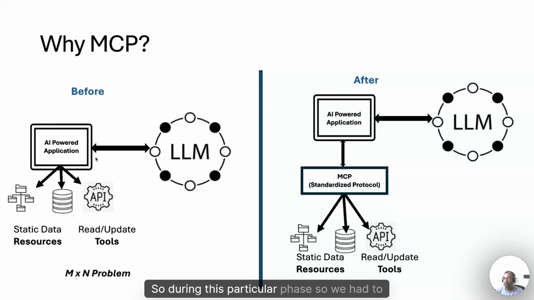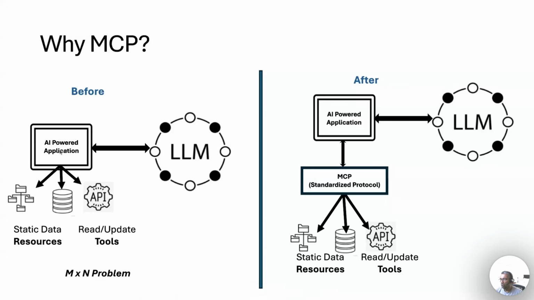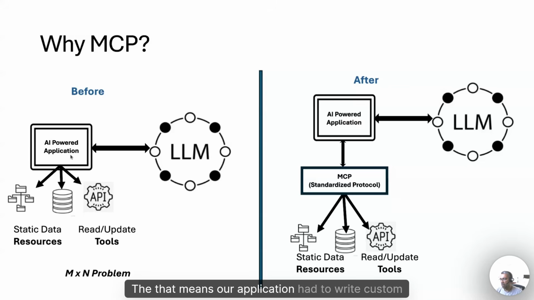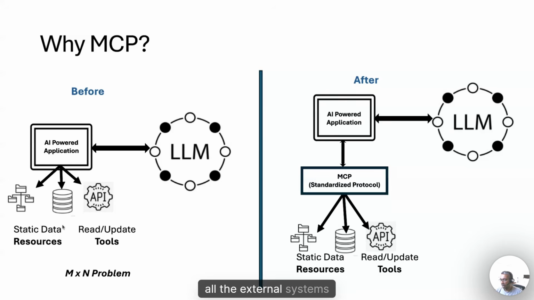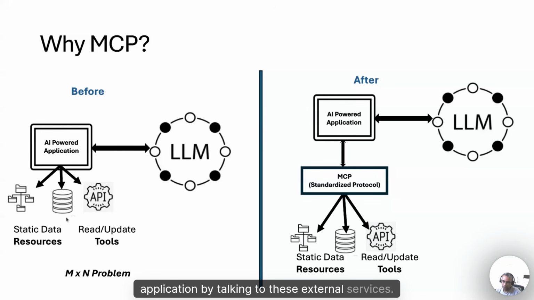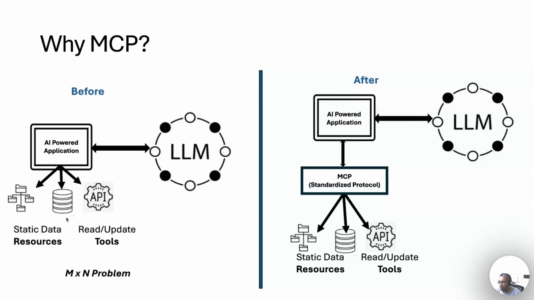During this phase, we had to write custom connectors. That means our application had to write custom connectors to connect to all the external systems to get the required information that needs to be passed to the LLM, or the information required by the LLM could be fetched through our application by talking to these external services. This model had a major drawback.